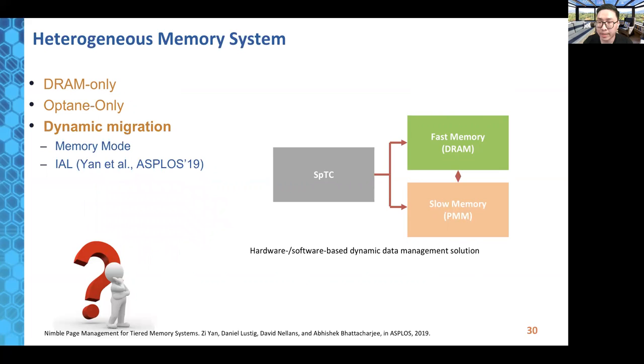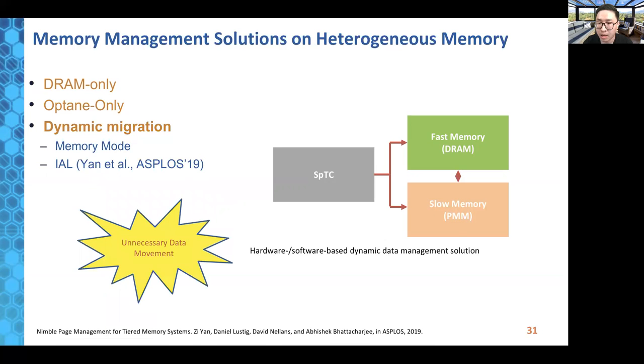The hardware and software-based dynamic migrations are the most popular and state-of-the-art solutions. The hardware-based dynamic data migration is managed by the chips inside the memory controller and is decided by Intel. The software-based dynamic migration approach is managed by the execution runtime, and this approach was published in ASPLOS 2019. However, the hardware and software-based dynamic migration solutions cannot work well in some scenarios because they cause severe unnecessary data movement.